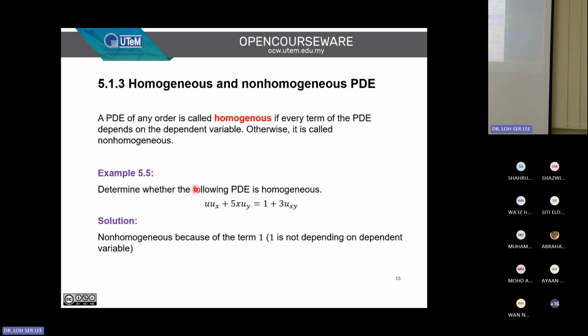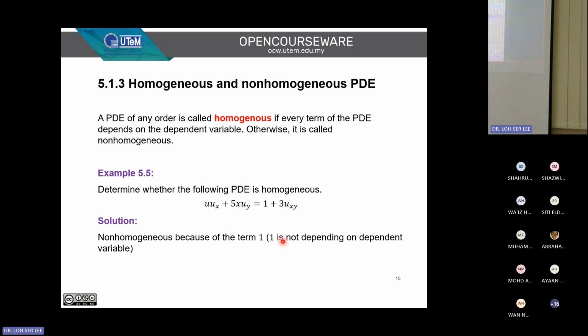Okay, for example, this. How many terms do you see here? You have 4 terms. 1, 2, 3, 4. There are 4 terms altogether. But this term has no u. This is free from u. There's a u here, a u here, and a u here. But this term has no u. So this is non-homo. For homo, you will see u in every single term of the PDE.